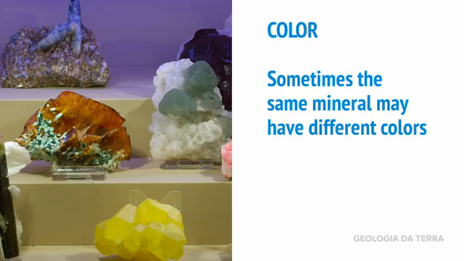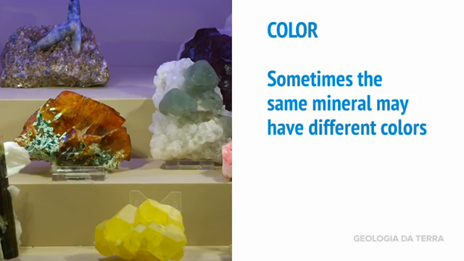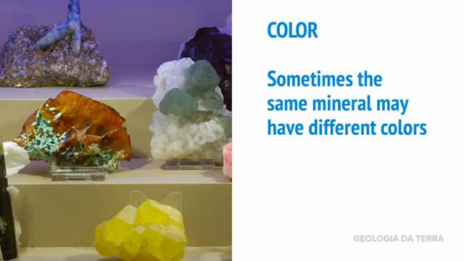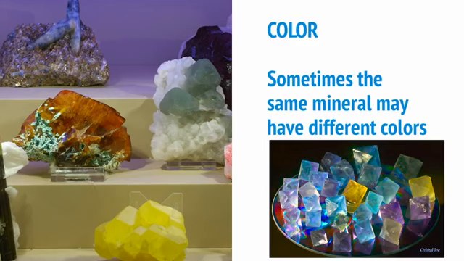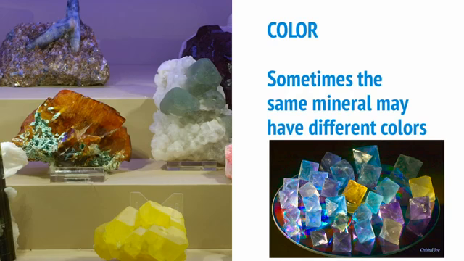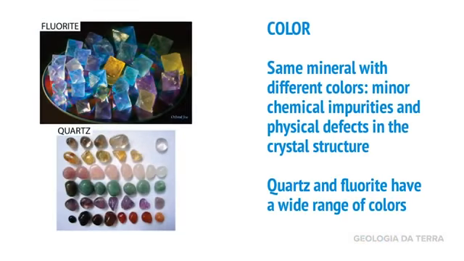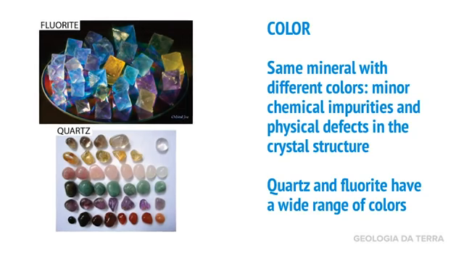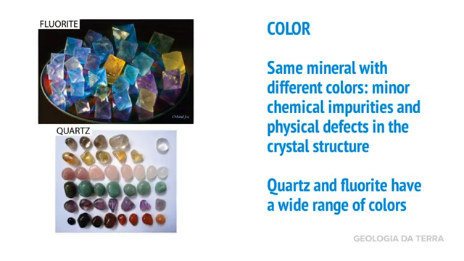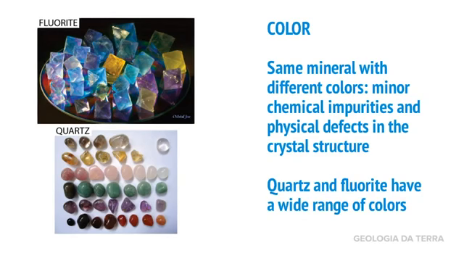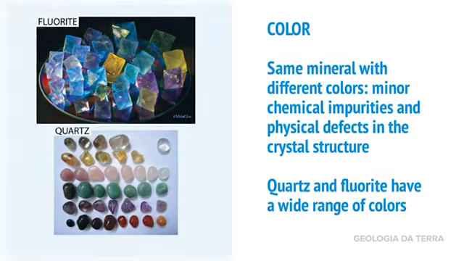Color is a reliable property for some minerals, usually with a metallic luster, but unreliable for many others, mostly with a non-metallic luster. Some minerals have such a wide range of colors that they were once thought to be different minerals. The same mineral may have different colors mostly because of minor chemical impurities and physical defects in the crystal structure. One example of a mineral that may have several colors is fluorite. Another example is quartz and its varieties, including amethyst, rose quartz, smoky quartz, milky quartz, and others.